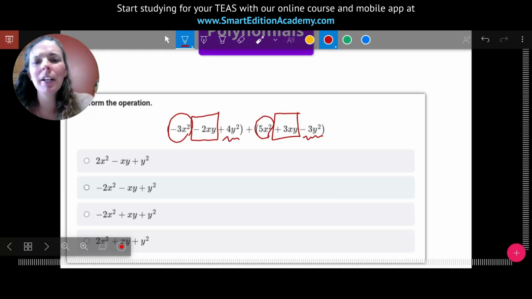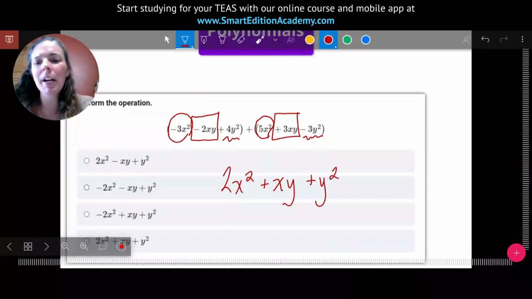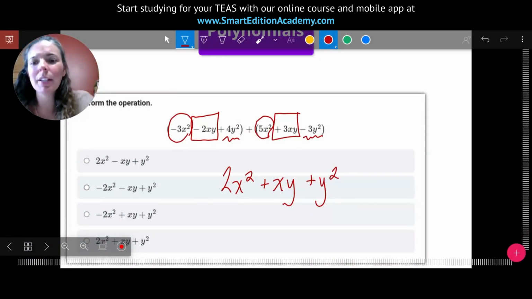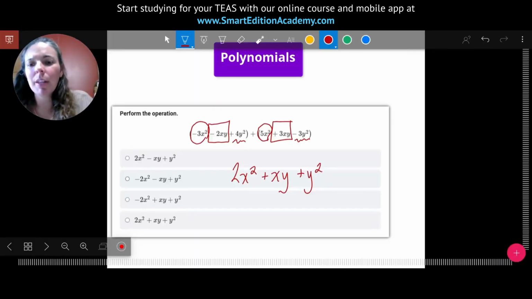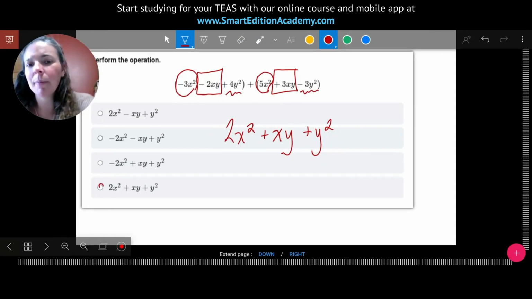So negative 3x squared plus 5x squared would be 2x squared. Negative 2xy plus 3xy would be plus xy or plus 1xy. And then plus 4y squared minus 3y squared would just be a positive y squared. So I'm just practicing combining like terms. And now let's find the one that matches best. It looks like that would be option number 4.